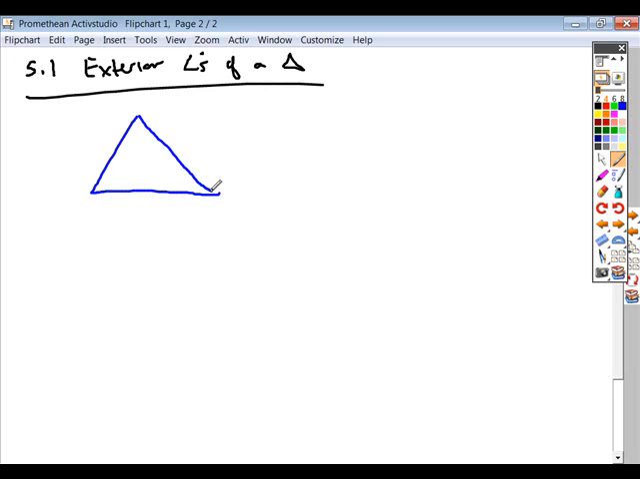Okay, so first, if you take a triangle, so again, if we're given these A, B, and C, if you extend one side of a triangle and you take a look at the angle on the outside of the triangle that's formed, that angle is called an exterior angle. So D is called an exterior angle of the triangle.